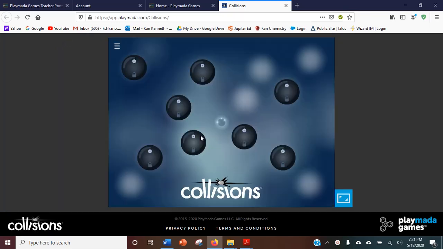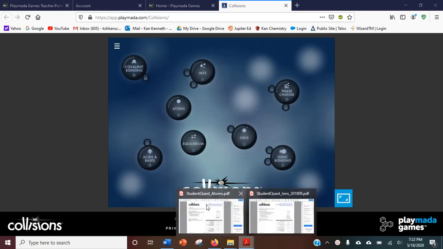Okay, so once you log in, it should look like this. Now go on Jupyter under the assignment for virtual lab collisions. You're going to download the corresponding lab. I uploaded 3, one for atoms, ions, and covalent bonding. Okay, so it should look like this.